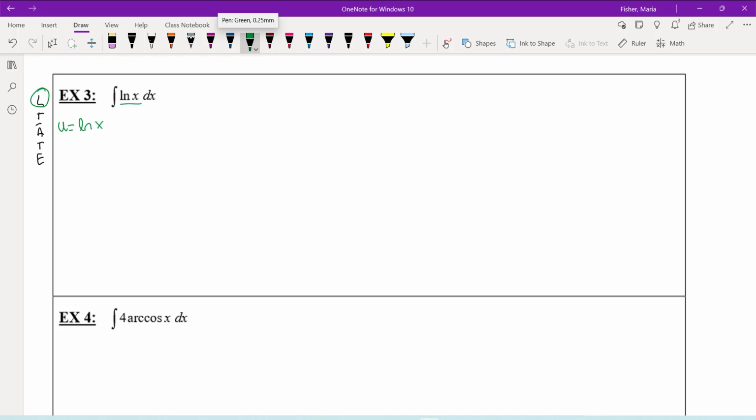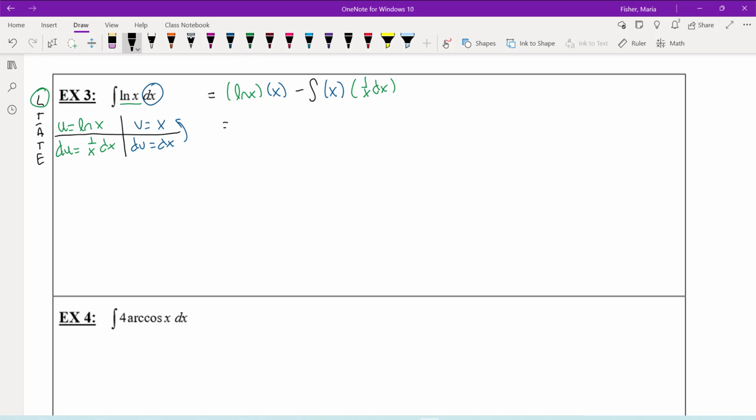If u is equal to the natural log of x, let's go ahead and just find that derivative. Our du would equal 1 over x dx. Our dv is everything that's left over. Well, the only thing left over is dx. So when I integrate dx, I end up with x. I know that this is going to equal u times v minus the integral of v du.